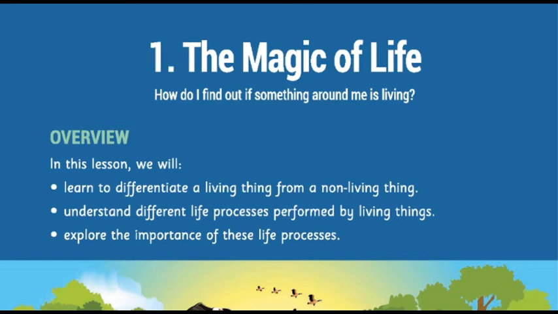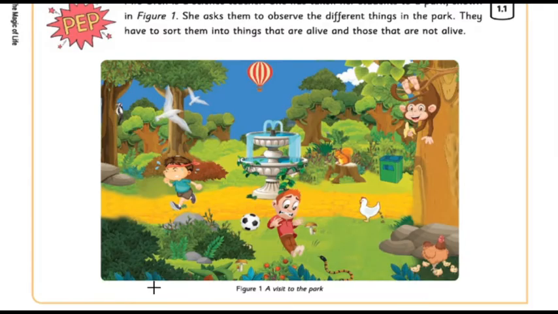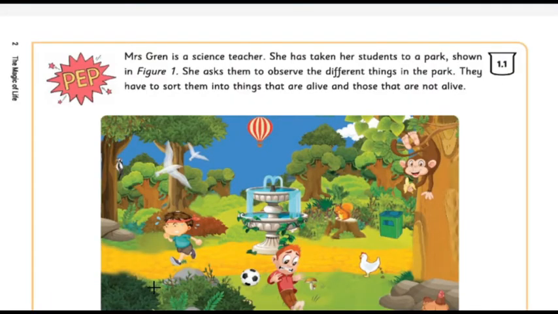In this lesson, we are going to learn about the difference between living things and non-living things, the processes performed by living things, what the living things will do, and next, the importance of the life processes. Three things we are going to see in this lesson. So this is a group activity given by the Magic of Life lesson. So let us see what this is.